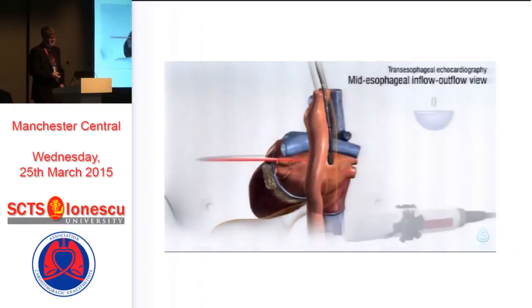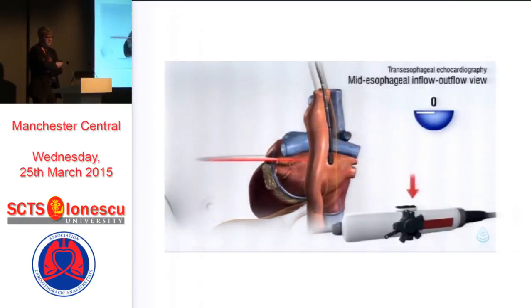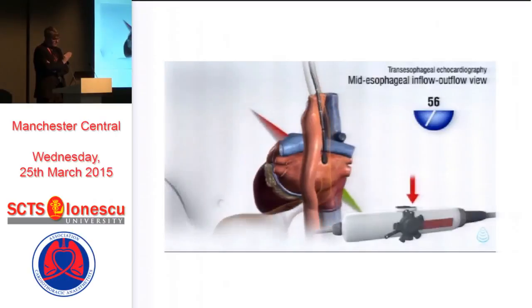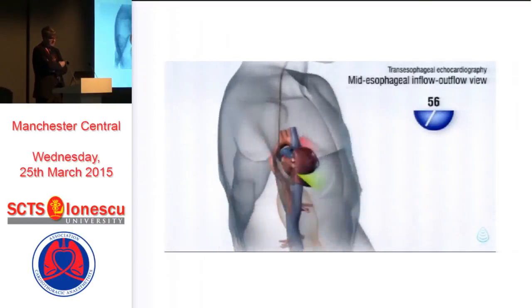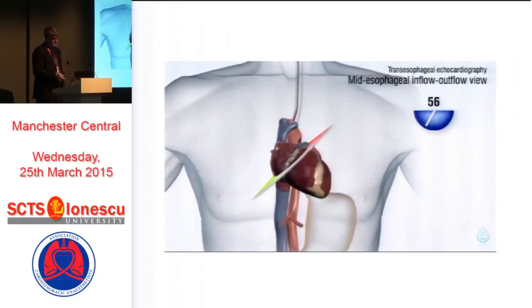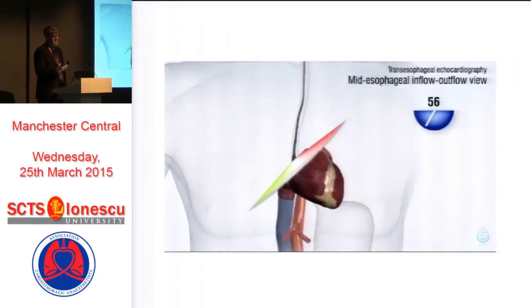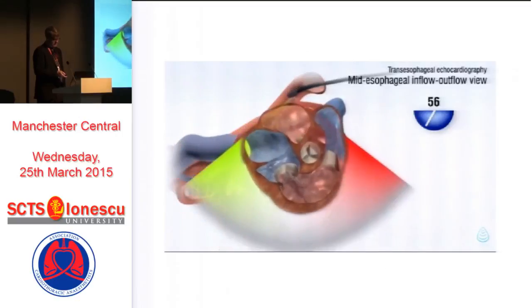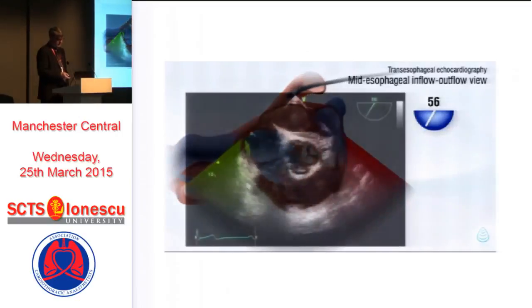The next measurement that you will obtain is from a mid-esophageal inflow-outflow view, which can be obtained from 40 degrees to 60 degrees. Again, it will depend on the patient's orientation. From this view, you will get a nice view of the right ventricular inflow and outflow tract, which is particularly useful for certain pathologies, as we will see.